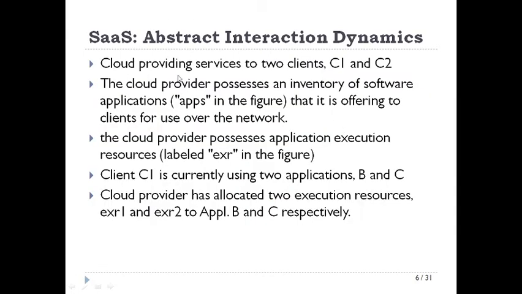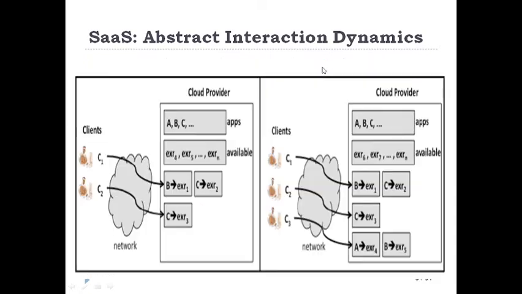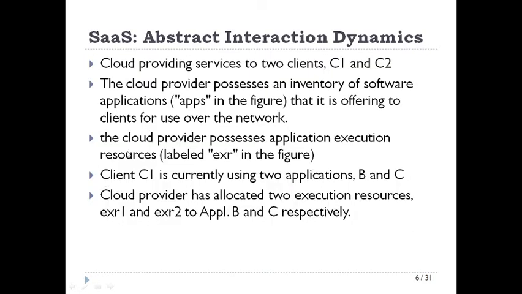So let's read from the PPT. Here in the diagram, in the figure, the cloud is providing services to two clients in the first case. So we have two consumers, two clients, C1 and C2. The cloud provider possesses an inventory of software applications, apps in the figure. So this inventory of software application, this is our service combined with the hardware.